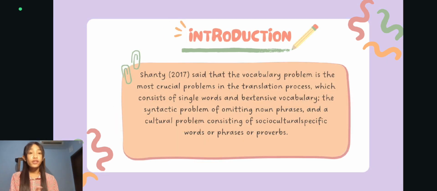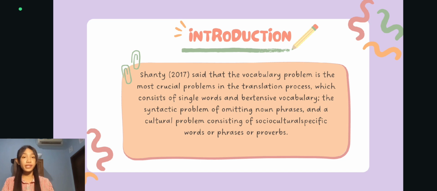Okay, in the process of studying English as a second language, translation is a difficult task. Santi 2017 said that the vocabulary problem is a crucial problem in the translation process, which consists of single words and extensive vocabulary, the syntactic problem of omitting noun phrases, and a cultural problem consisting of socio-cultural specific words, phrases, or proverbs. Okay guys, that's all of our presentation today about the lexical problem in translation.